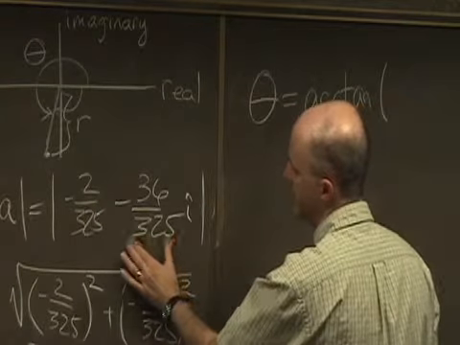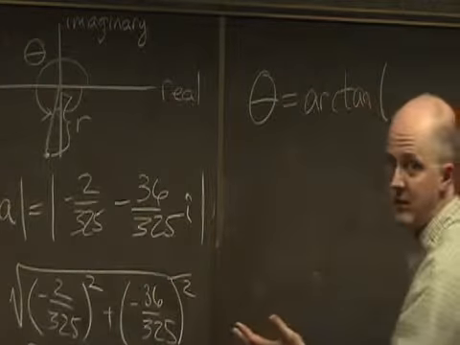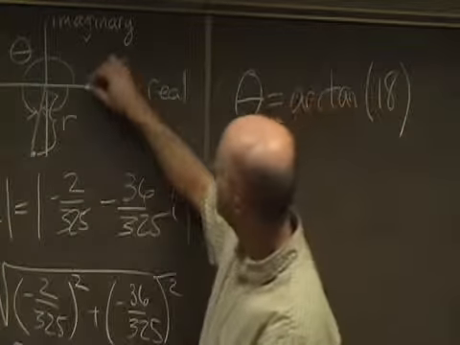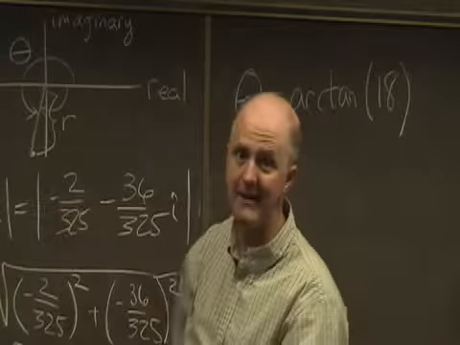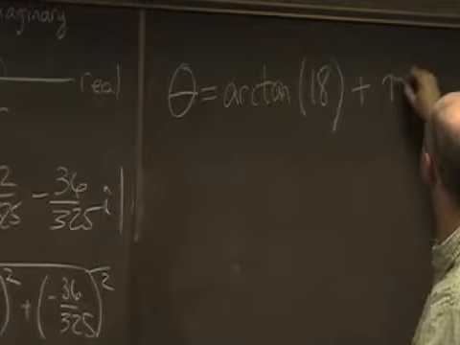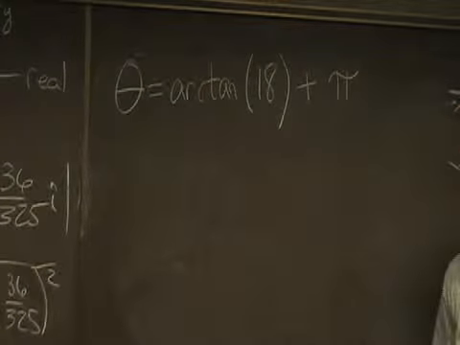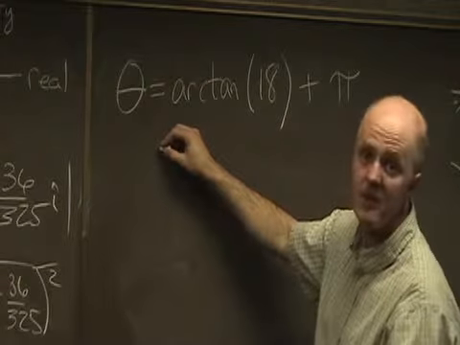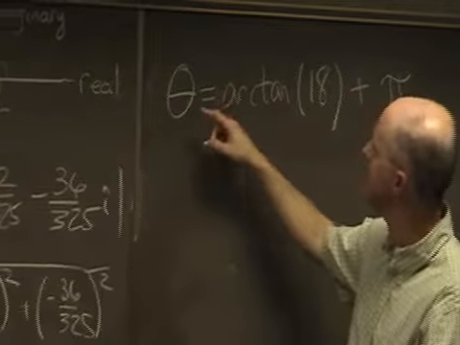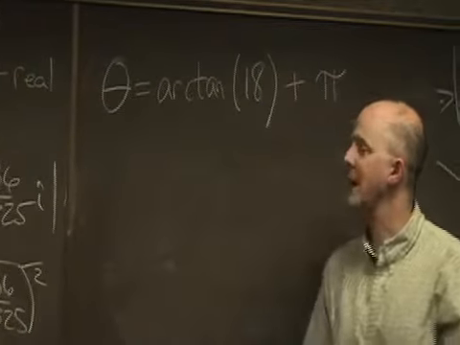If I take the arctangent of the ratio of these two, the 325s will cancel, the negative signs will cancel. I'll really get 36 over 2 or 18. But that will give me an angle in the first quadrant here that will be close to 90 degrees. To get the angle I really want, I need to add pi radians to that, which you can just see from the picture. So that will be the angle theta for this complex number. This is often called the argument of the complex number. The absolute value is usually called the modulus of the complex number, and the angle is often called the argument of the complex number. Let's approximate this.